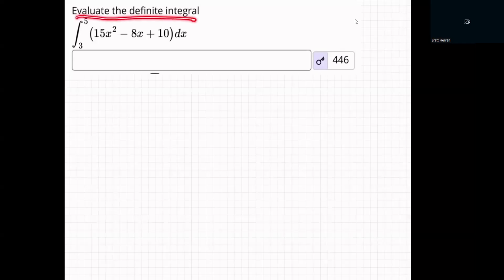Evaluate the definite integral. And they give us this integral. So how do we do that? What is an integral? It is an antiderivative. So we got to go, okay, so antiderivative. How do we do that?